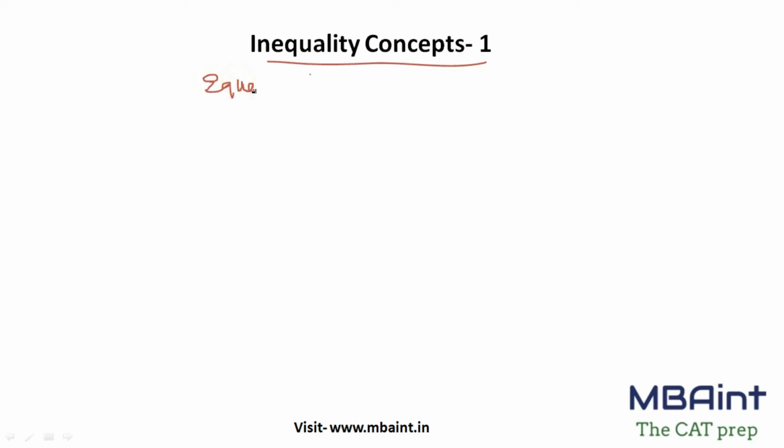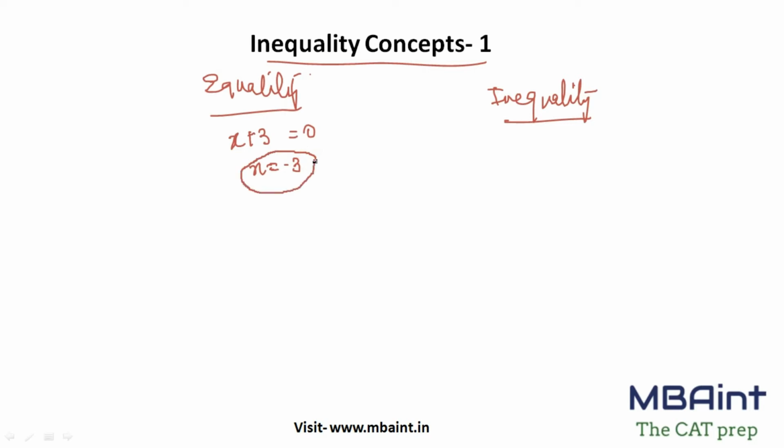अगर देखते हैं equality में, so inequality. So let us try to understand the difference. Equality अगर देखते हो तो this is nothing but, let's say if I take an example, x plus 3 is equal to 0. तो यहाँ पे you have a unique solution, right? X is equal to minus 3. So x का single value है, right?